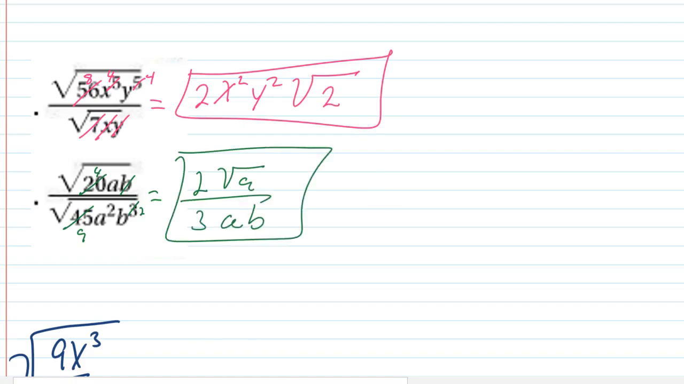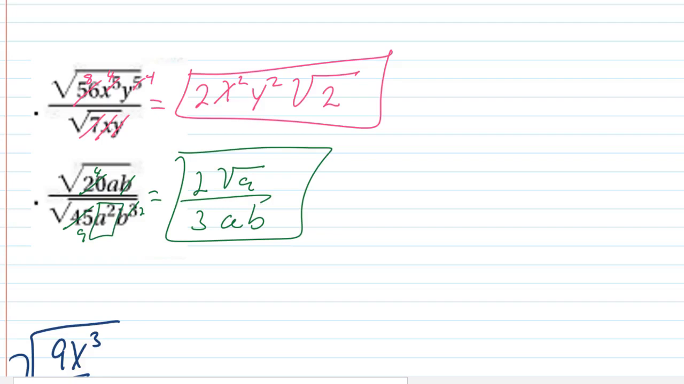For the top one, I canceled everything out on the bottom first, and then I took the square root. For the bottom one, I reduced the 20 and the 45 by 5 to give me 4/9, which I was able to take the square root to get 2/3. The a on top, I did not simplify that because I had a perfect square on the bottom, so I left it alone. The b's, however, I simplified the b and the b squared, and I was able to take the square root.